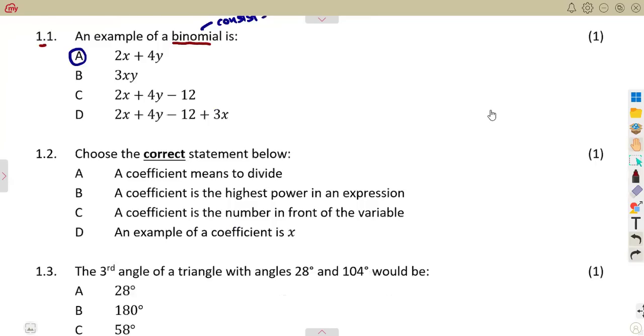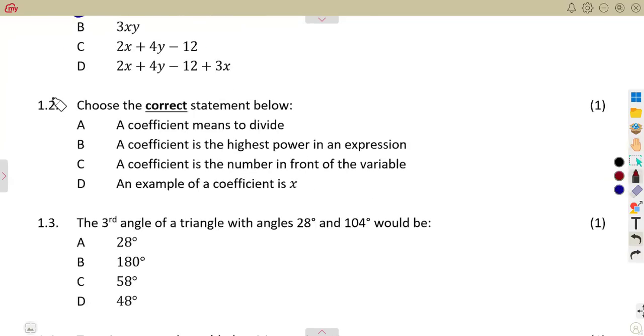Let's move on to 1.2. Choose the correct answer. They are asking you for the correct statement. Of these statements that are given below, which one is correct? Okay, let's start. A: a coefficient means to divide. Where is this taken from?